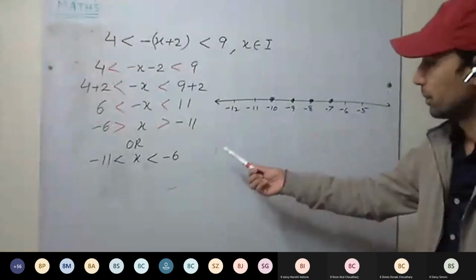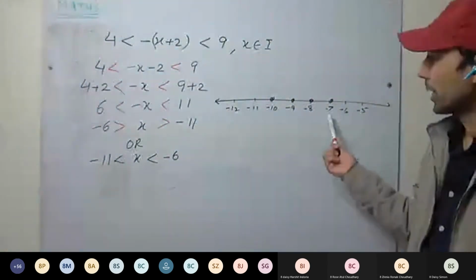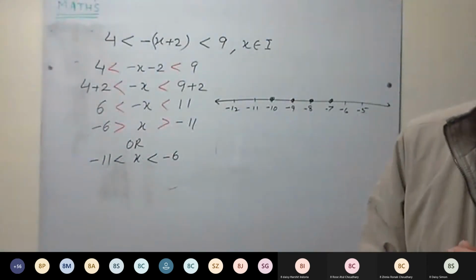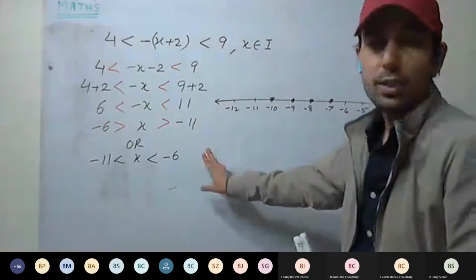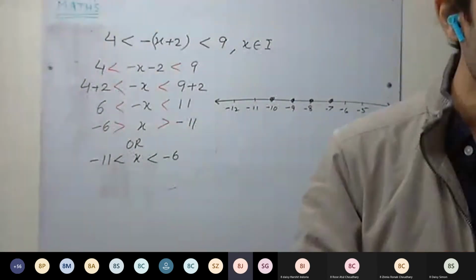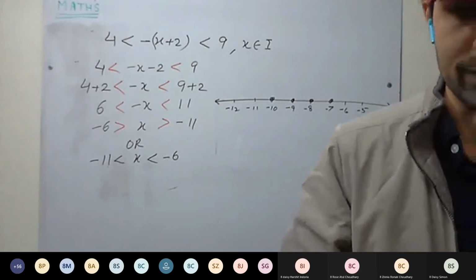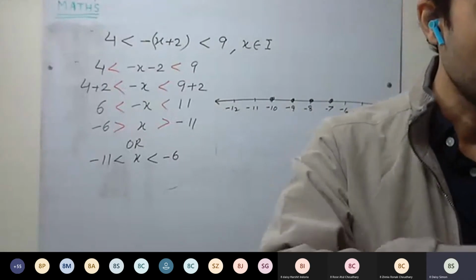Understood this one? x lies between minus 11 and minus 6. So minus 10, minus 9, minus 8, and minus 7. Understood this one? How to solve? So try to solve this exercise. Any doubt, we'll discuss on Monday. And then we'll start with direct and inverse variations, the next chapter.